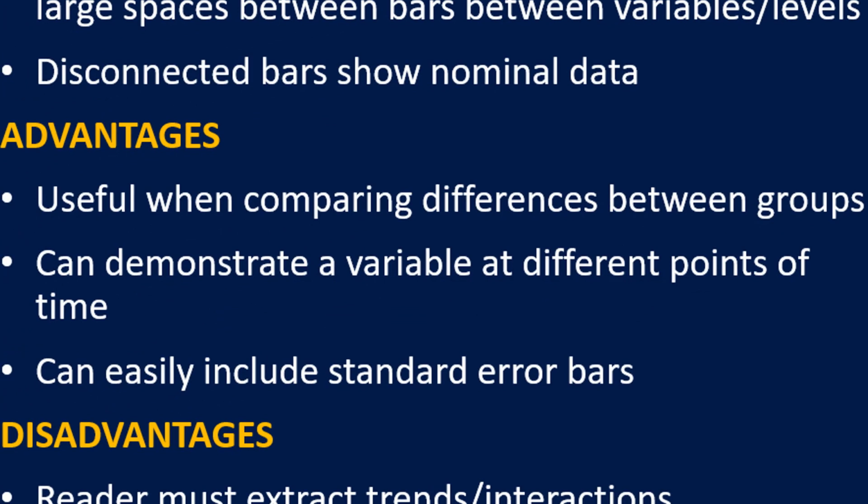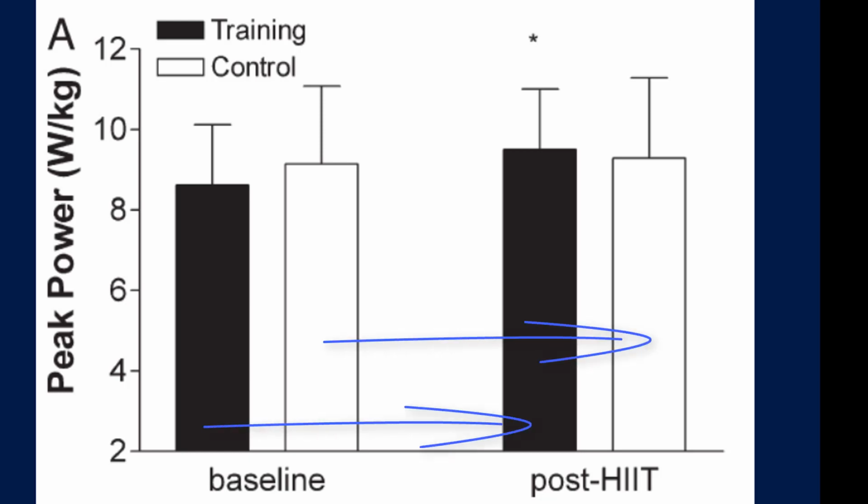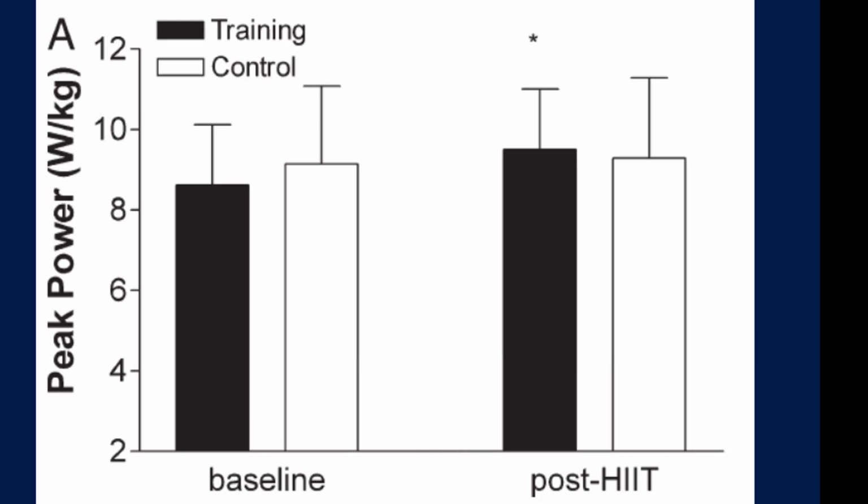The advantages of using these are useful when you're comparing differences between groups, as you can see here. So you can read this graph and you can see what has happened in both conditions, the training and the control group, from baseline to post-intervention. And you can use this to demonstrate changes over time. So for example, we might have recorded the data at baseline and then 2 weeks and then 4 weeks and 6 weeks, and we'd have a series of bars, for example.